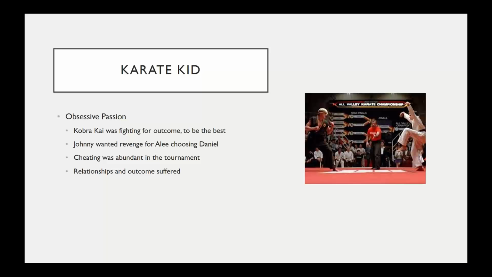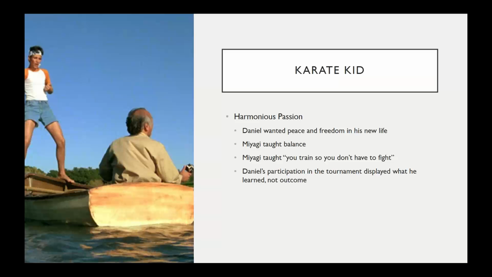Cobra Kai, right? Johnny is all about getting revenge because Daniel stole Ali, and Cobra Kai wants to be the best and look the best. And so the tournament was full of cheating, just like the relationship with Daniel before the tournament was all about harassment and assaulting. And the result was, we know the result, right? Johnny lost because his focus was, I think, obsessive. That's why he lost, right? That fits with my presentation.